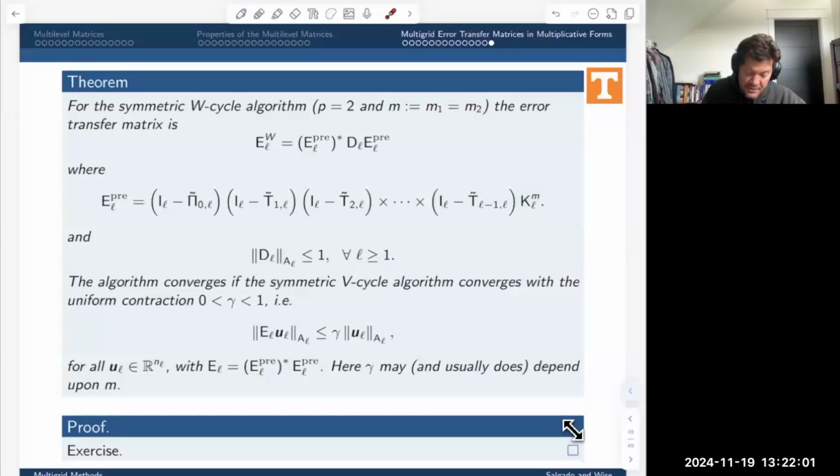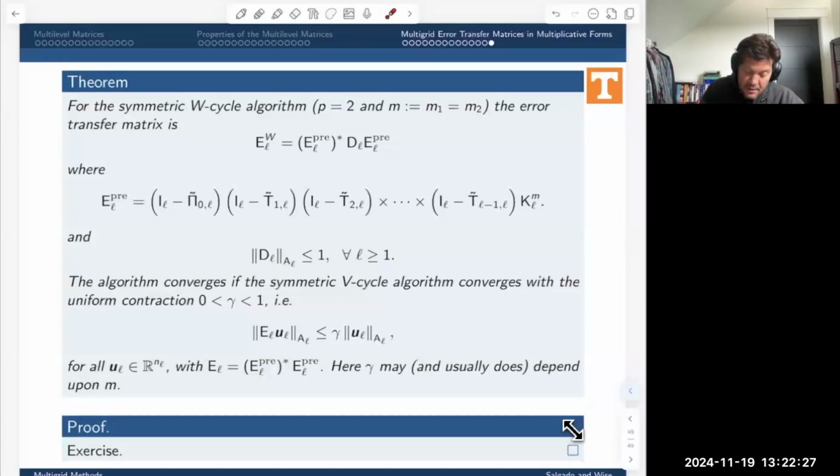Then the error transfer matrix for the symmetric W cycle. So that case you do pre-smoothing and post-smoothing. We did not address this one in chapter 5, at least with the material that we went through. We only did the one-sided V cycle. It's not hard to show that the two-sided V cycle also converges, but we just didn't tackle it. So now we're going to address that question.